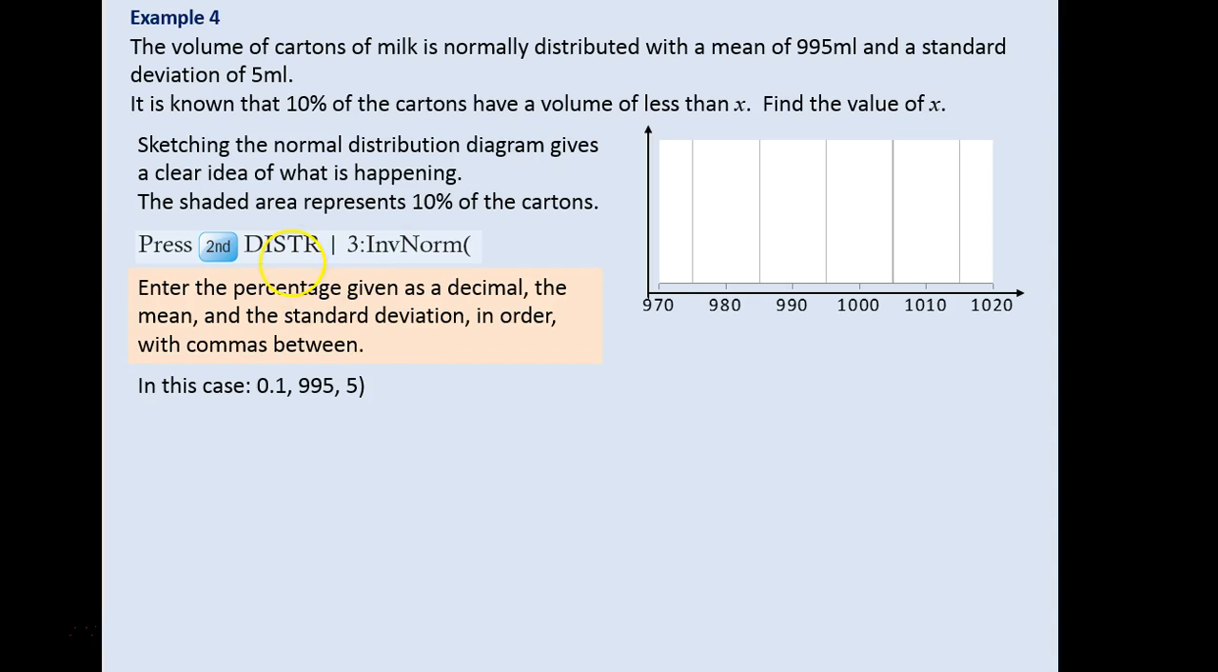In this case, it said that there was 10% less than X, so we're putting in the 10%. Notice it's going in as a decimal, so we don't put in 10, we put in 0.1. That 0.1 represents 10%. Then you're going to put in the mean and the standard deviation as the last two. That was the same as normal distribution. It's just the first part of the prompt that's different. Right here, about 989 is what we would round that off to.